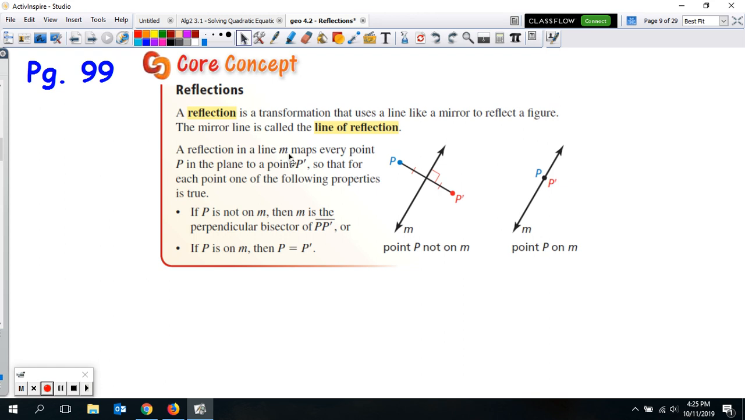So reflection in a line M maps every point P in the plane to P prime, so that one of the following properties is true, and that's basically what we were just talking about. They're congruent, they're the same distance away, and they're perpendicular. And if it's on the line, then P is equal to P prime. They're exactly the same point if your reflection is on the line of reflection.